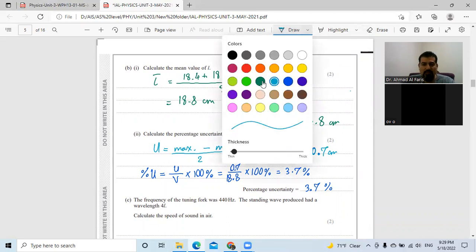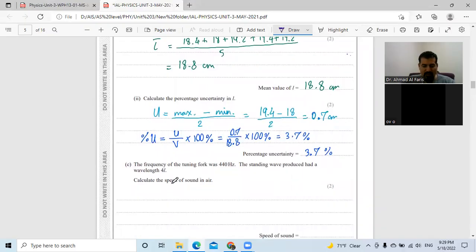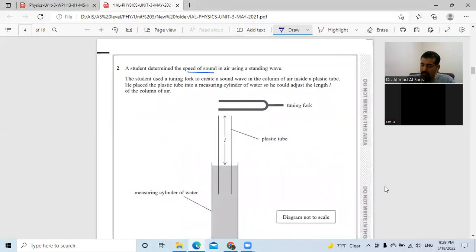Okay, next. What do we have here? Part C. They said that the frequency of the tuning fork was 440 Hertz. Most school labs have this tuning fork with a frequency of 440 Hertz. The standing wave produced has a wavelength of 4L. We have to know this information if we are studying Unit 2. Look here, this is the first harmonic, somewhere like this. Do you remember this? We talked about that in the course.